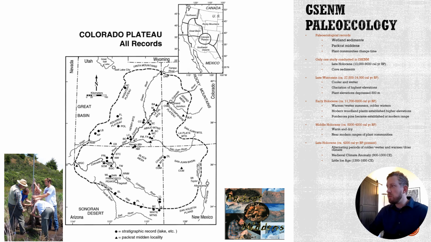During the middle Holocene, it was warmer and drier than currently, and this is when plant communities established their near modern ranges. And then during the late Holocene, there were alternating periods of colder, wetter, and warmer, drier climate. Two of these of interest being the medieval climate anomaly and the Little Ice Age.